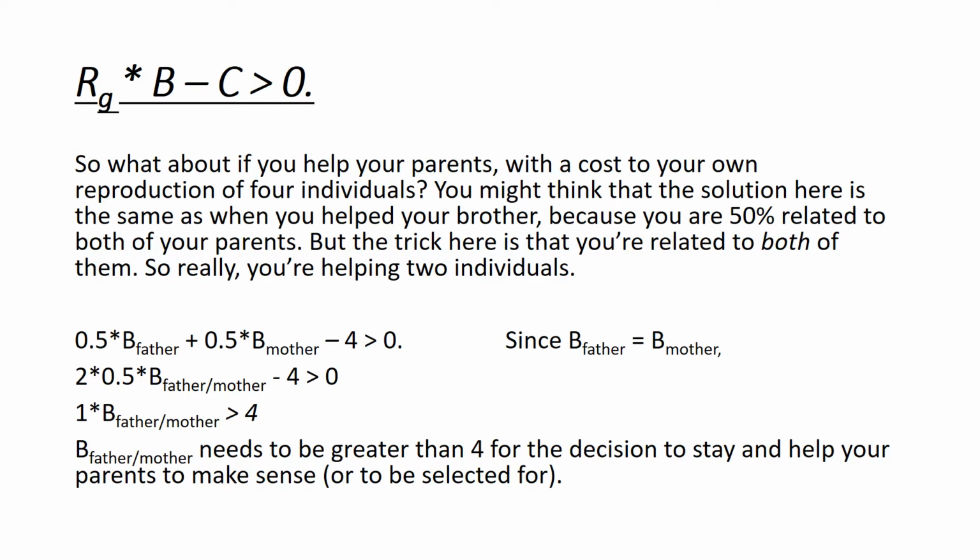The other thing I want to point out here is that since you're helping your parents reproduce, it might be tempting to look at the relatedness of the offspring they're going to be reproducing. But notice that your relatedness factor needs to match to who's getting the benefit. So you're 50% related to your father and your mother, and the benefit is going to be in terms of their offspring. The cost is going to be in terms of your offspring.